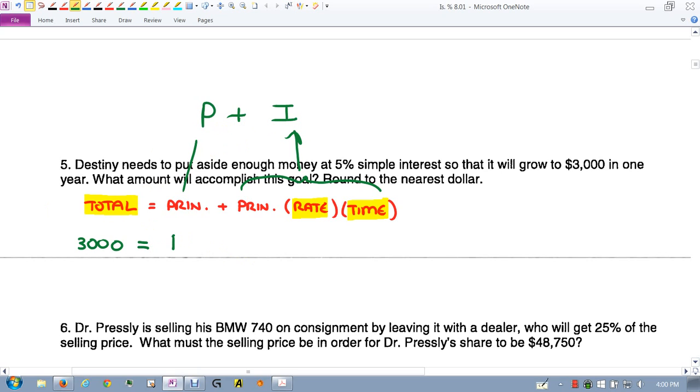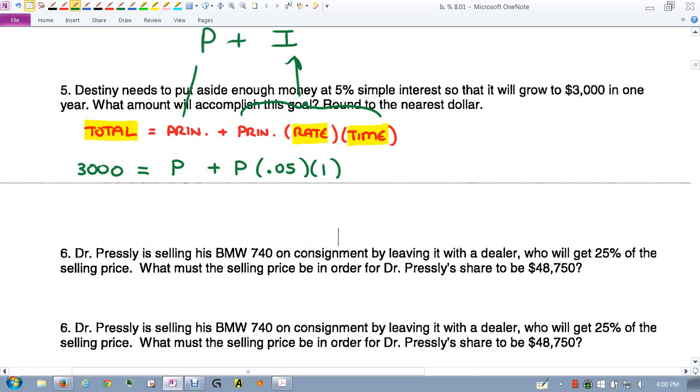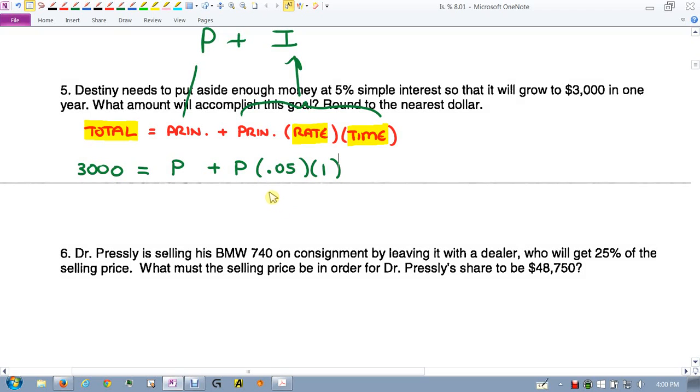I'll call it P for principal plus principal times rate, 0.05 times time. Time is 1. Put these two P's together. What do you get if you put these two P's together? 1.05, right? This is 0.05 P, and you add to it 1 P. So 1.05 P equals 3,000. So divide that through.